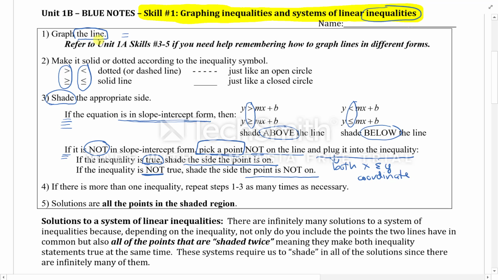Okay, so this is what you do for one line, and then if you have more than one line, you just repeat steps 1 through 3 for as many lines as you have. And then what you would do is look to see where the shading overlaps. If you have more than one line, look to see where the shading overlaps.